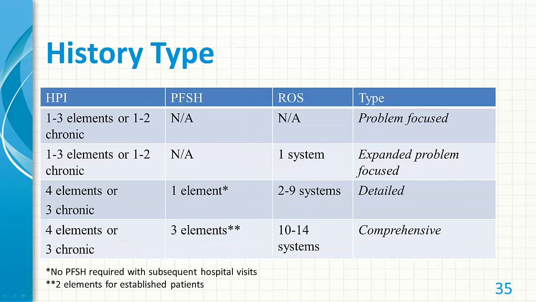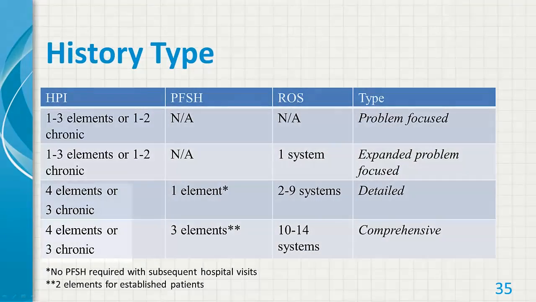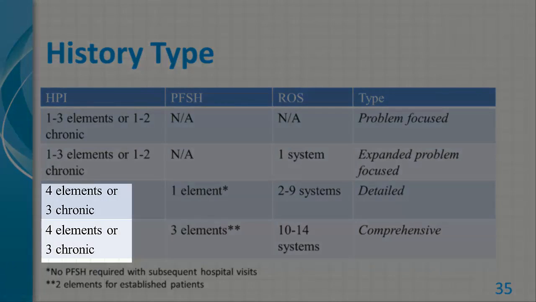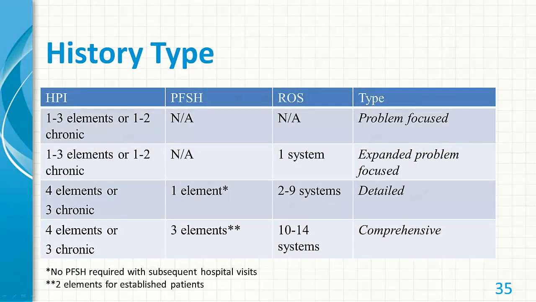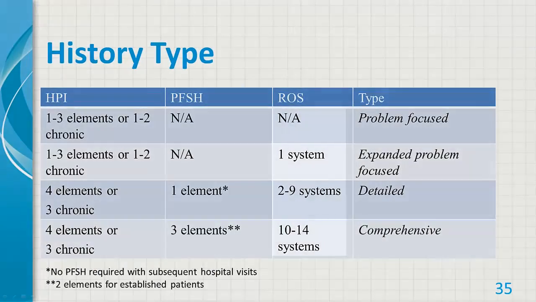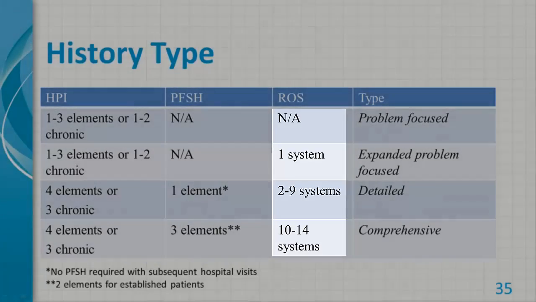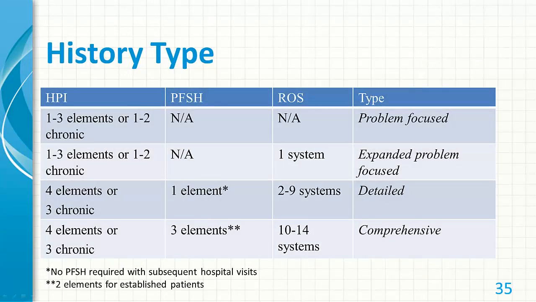So, you got that? This may be an easier way to visualize the same chart. To remember, keep in mind that problem-focused and expanded problem-focused require HPI with at least one element or chronic condition, and detailed and comprehensive require HPI with 4 elements or 3 chronic conditions. There is no past family social history until you get to detailed, and then it is 1 for detailed and 2 or 3 for comprehensive. Review of systems goes 0 for problem-focused, 1 for expanded problem-focused, 2 for detailed, and 10 for comprehensive. Okay, maybe that's not any easier. Remember, though, that back in the day, you all learned neuroanatomy.